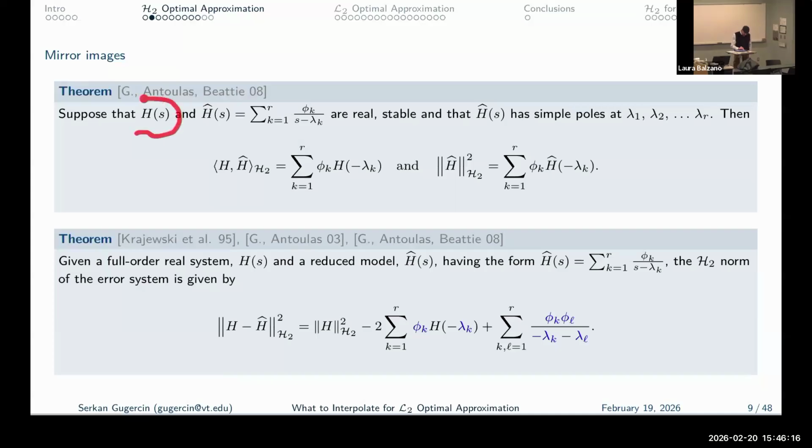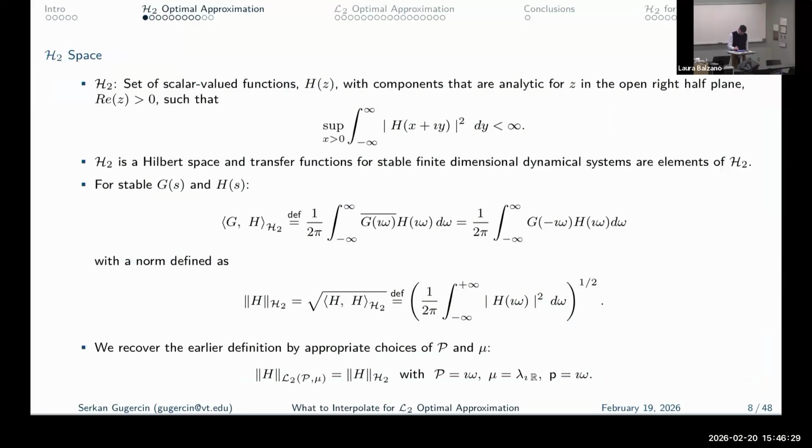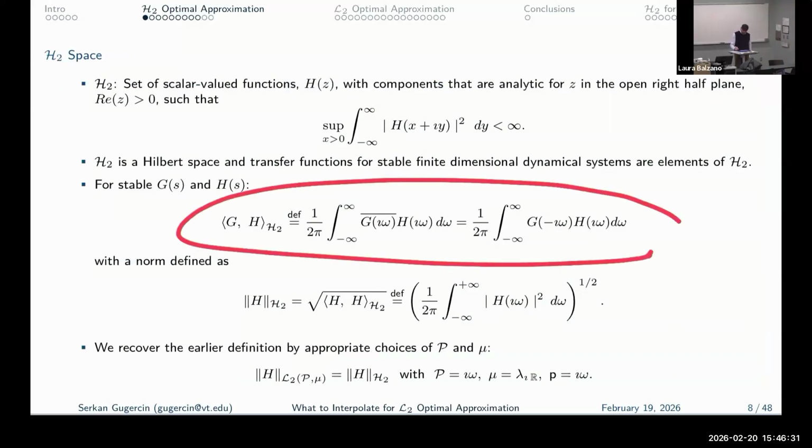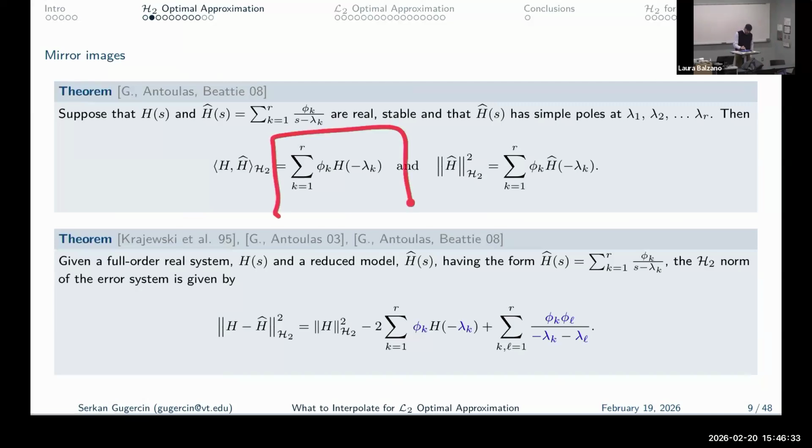So assume that I have a two dynamical system. Take this H, the original one, a degree n rational function. This is my reduced model, a reduced transfer function with pole lambda. One can easily show that this integral, this inner product, can be written as a weighted sum. Okay? So what is this sum?